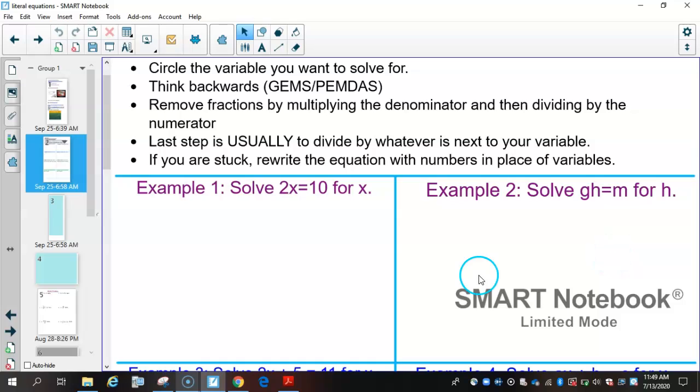So let's get right into this. This first example, we need to solve this equation for x. That means we need to get x completely by itself. So first things first, I'm going to go ahead and circle my variable.